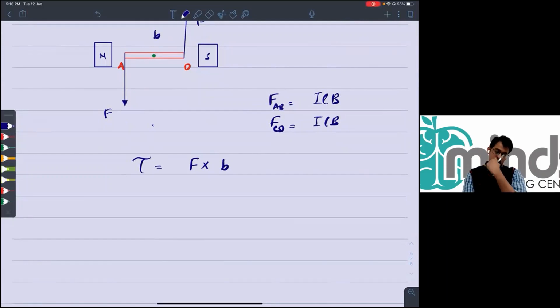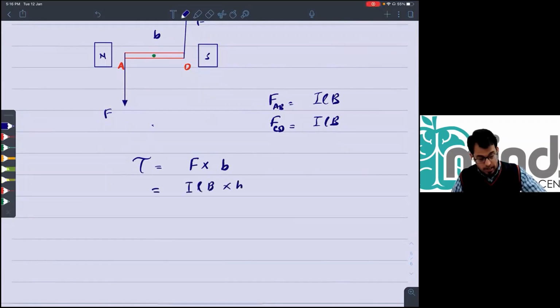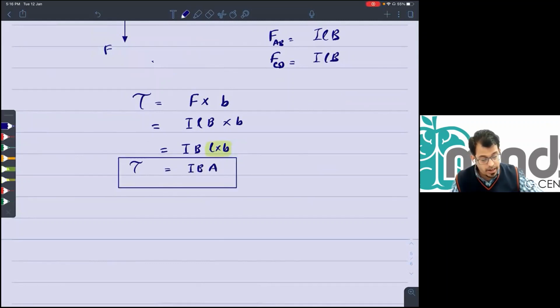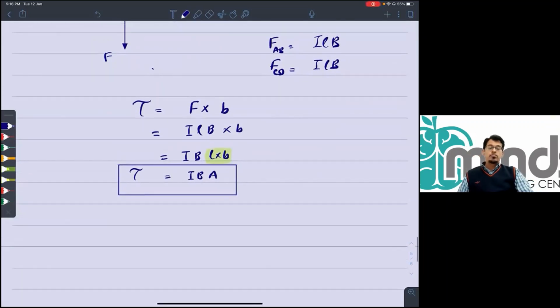Is it clear? That moment of couple is actually given by magnitude of one of the forces and the distance between the two forces. Now this force is actually ILB into b. If you look at this, it will become L into b. And I hope many of you can recognize this length into breadth is actually area. So this equation will become torque is equal to, or moment is equal to, IBA. This is a coil of single turn. Single turn coil means we have just one turn in the coil.